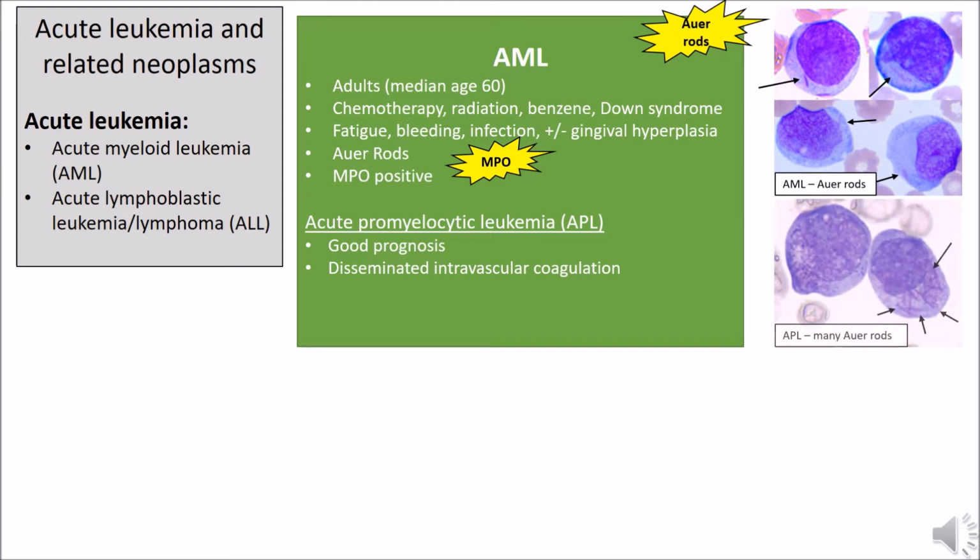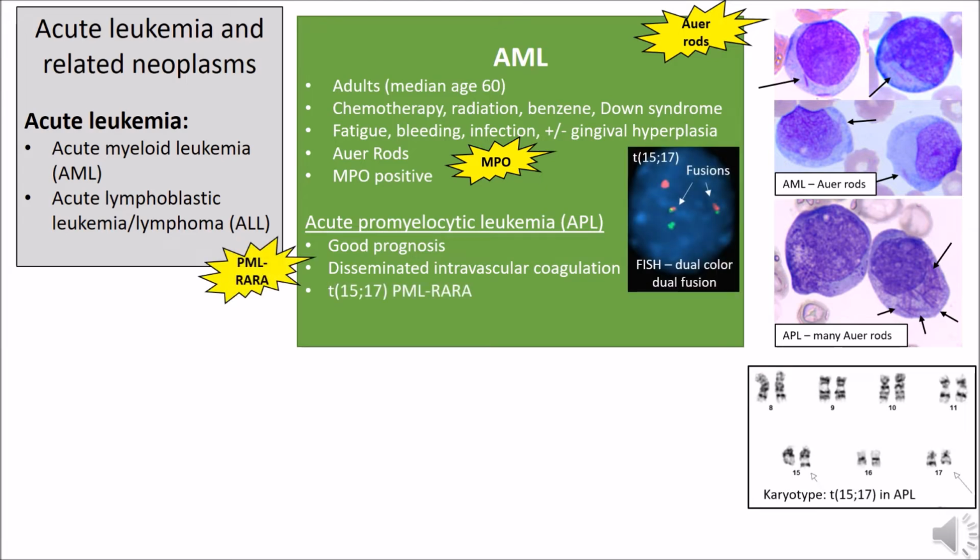Histologically, blasts can contain numerous Auer rods. The characteristic translocation is translocation 15;17, involving the PML-RARA genes, or RARA. RARA is a retinoic acid receptor alpha gene, which may help you remember the important treatment, a vitamin A derivative called all-trans retinoic acid, which is abbreviated ATRA.